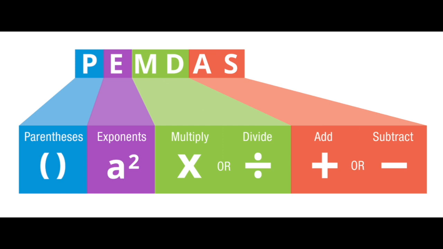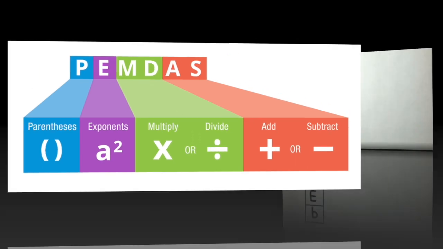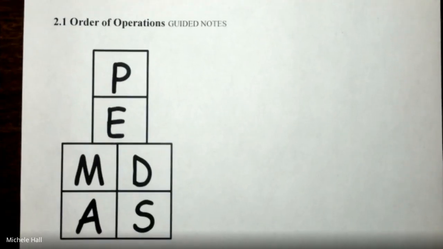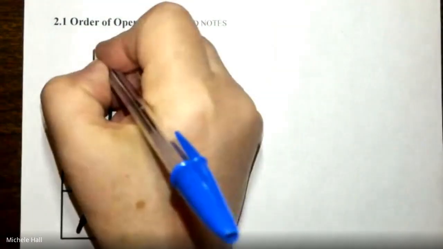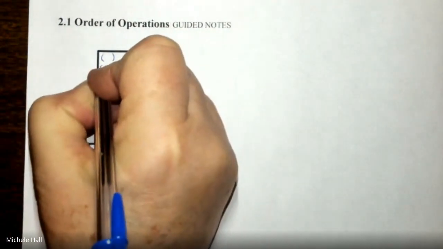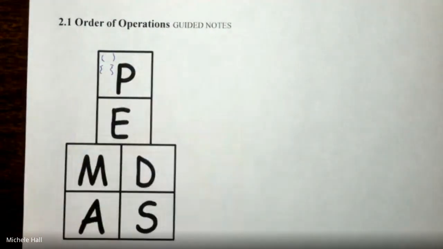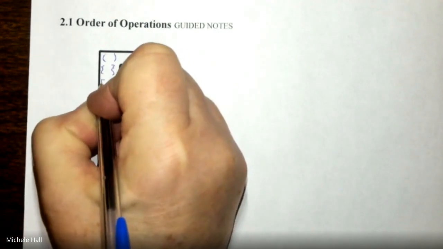2.1 Order of Operations. We have PEMDAS to help us do our math in order. The P stands for grouping symbols, usually called parentheses. And we do have three different types of parentheses. We have rounded parentheses, brackets, and square parentheses.